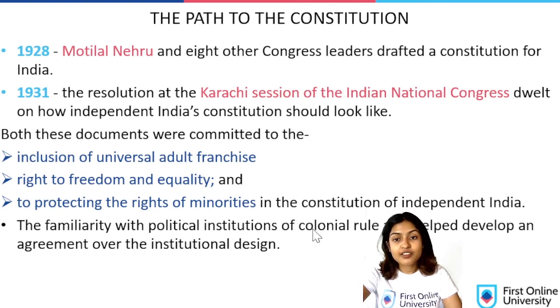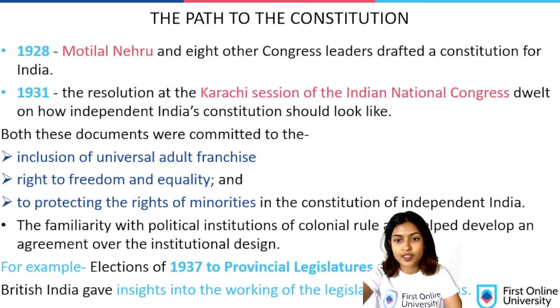The familiarity with political institutions of colonial rule also helped develop an agreement over the institutional design. This means before, we were ruled by the British, that is the colonial rule. So whatever policies were in place back then helped in the making of the constitution as well. For example, elections of 1937 to provincial legislatures all over British India gave insights into the working of the legislative institutions.